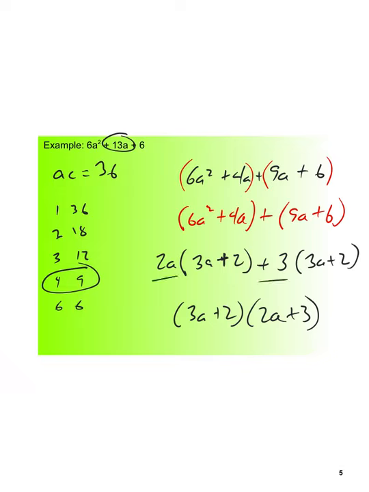Again, if I were to verify this, my outside terms multiply to a 9a, my inside terms multiply to a 4a, which brings me to 13a. And 2 times 3 as my last terms is a plus 6. So again, that is correct.